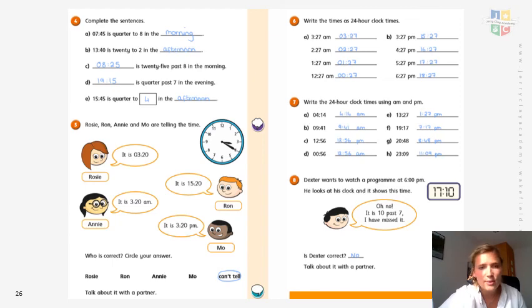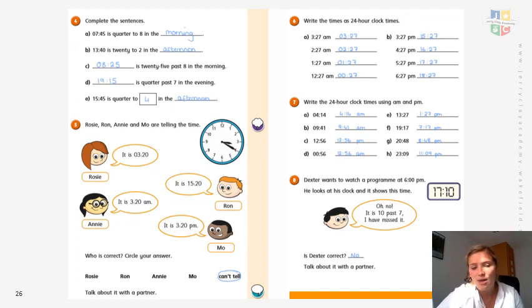Rosie, Ron, Annie and Mo are telling the time. Rosie said it is 3:20. Ron says it is 15:20. Annie says that it is 3:20 a.m. and Mo says that it is 3:20 p.m. Who is correct? Circle your answer.